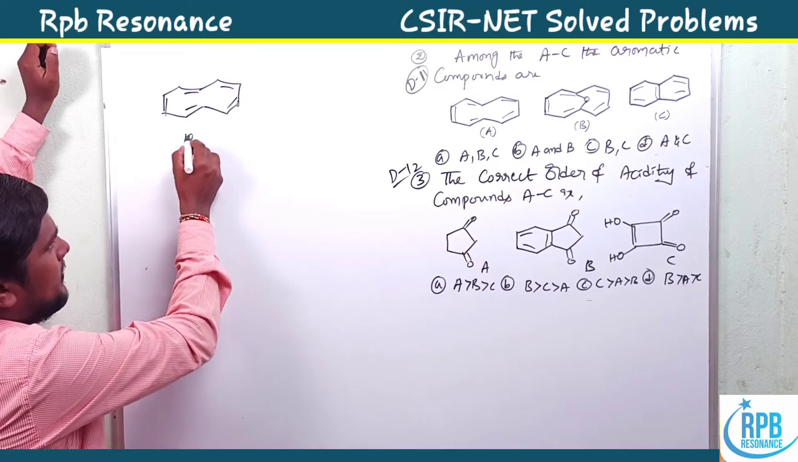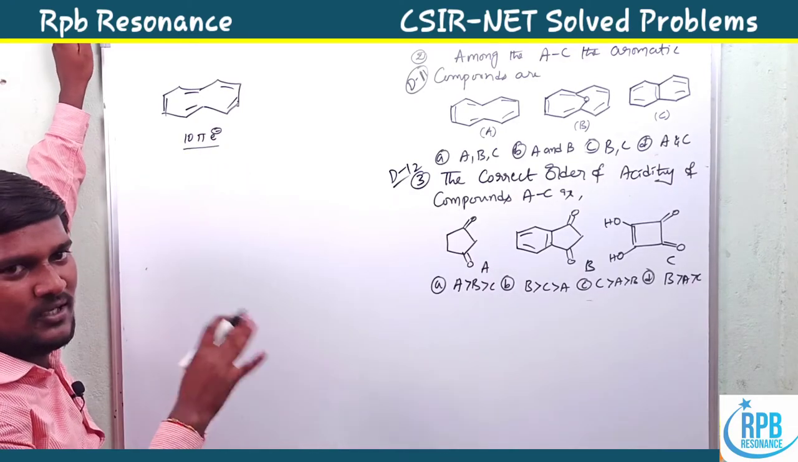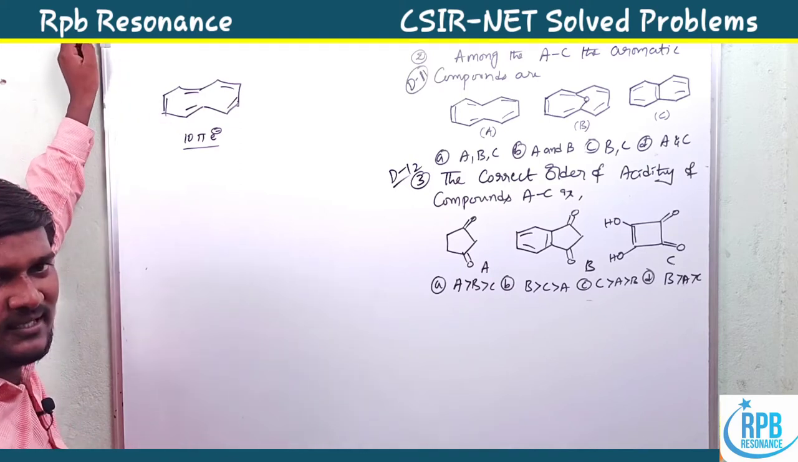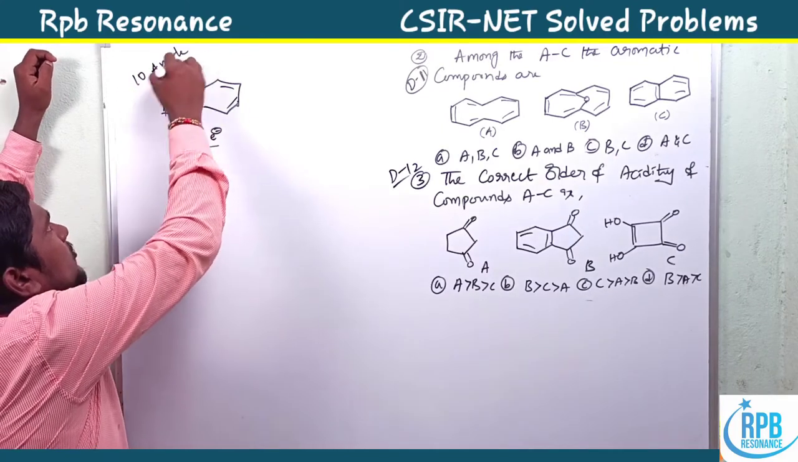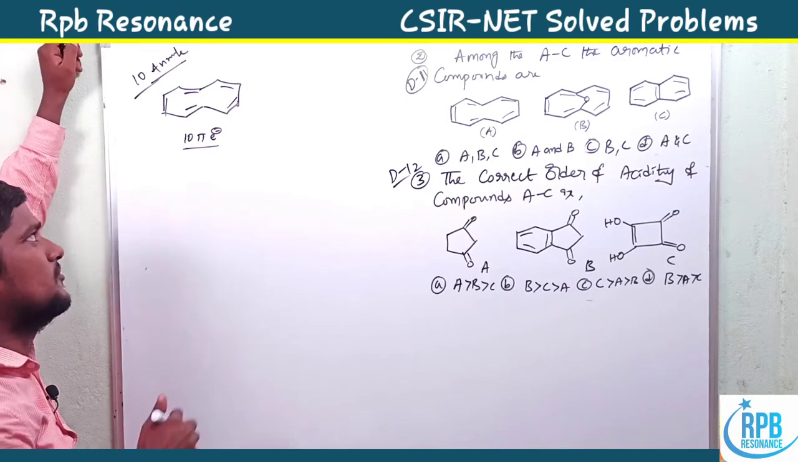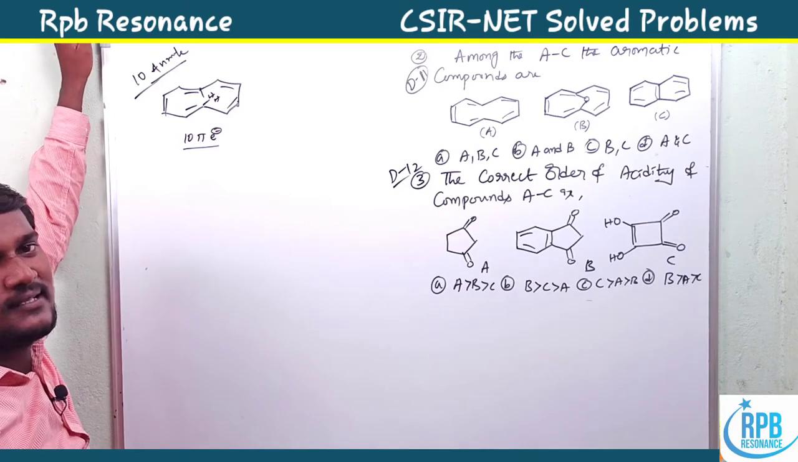Here there are 1, 2, 3, 4, 5 pi bonds, that is 10 pi electrons. Those systems are named according to the number of pi electrons. So here 10 pi electrons means 10 carbon atoms, so simply it is called [10]annulene. In the case of [10]annulene, two types of isomerism are possible: one is the cis isomer and the other is the trans isomer. Here two hydrogens are opposite to each other, so it is trans isomerism.